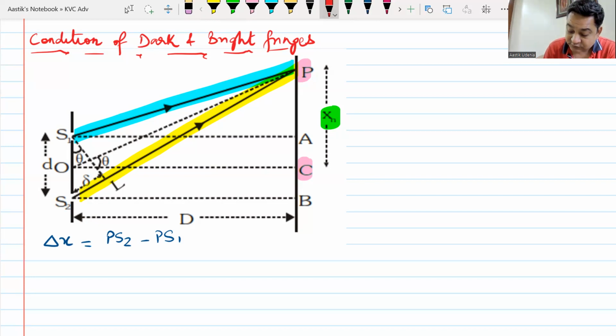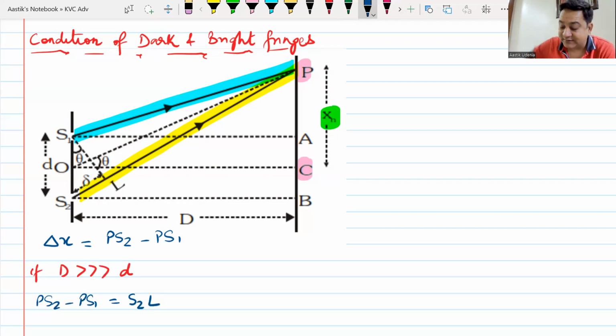Now, if this D is very, very large compared to small d, it is very, very far. The distance is very, very large compared to small d. Then PS2 minus PS1 can be written as S2L. Do we understand this? Yes. So what I have done is draw a perpendicular from S1 onto PS2. I call that point L. So I can say that the path difference between the two waves can be written as S2L.